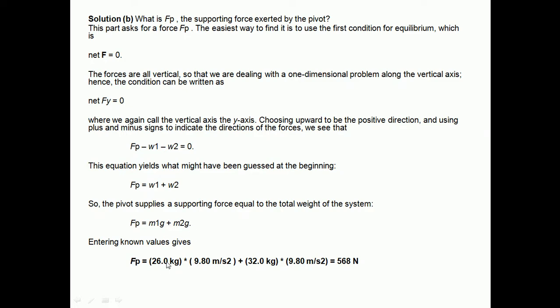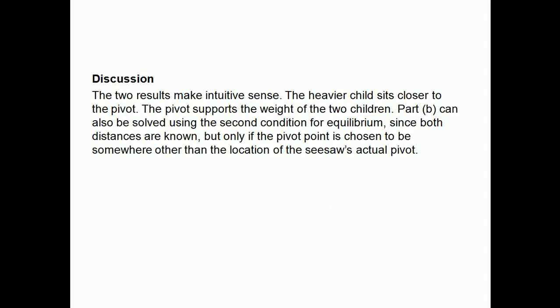Mass of the first child was 26 kg, gravity is 9.8 meter per second square, and the second child was 32 kg. This is the value of G. So the force that is needed at the pivot will be 568 newtons. So this is quite a classical case to discuss. I think now this is the discussion of how we solve it and what we come out from here. So please just read it.